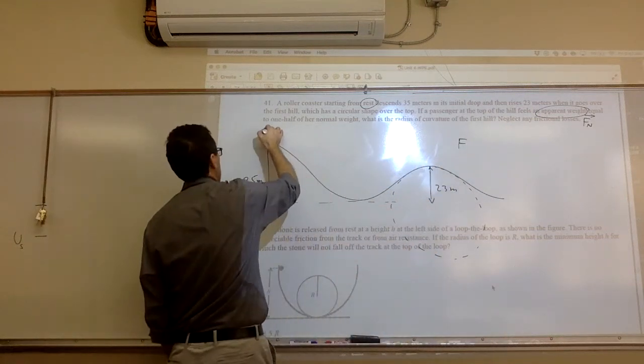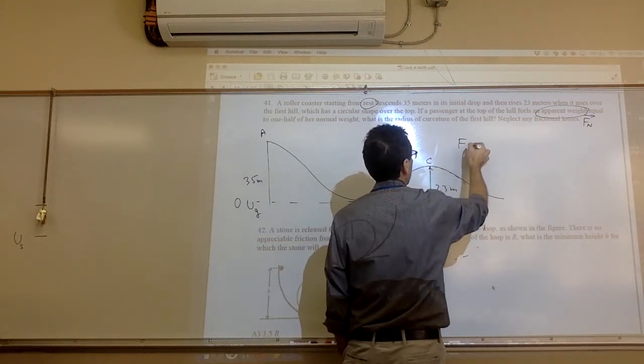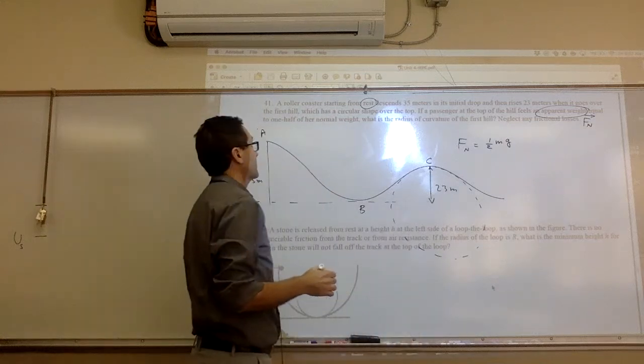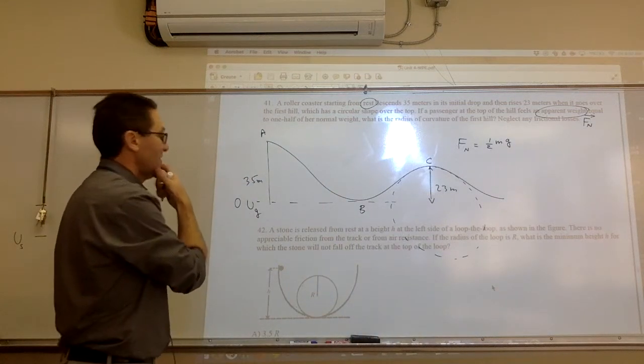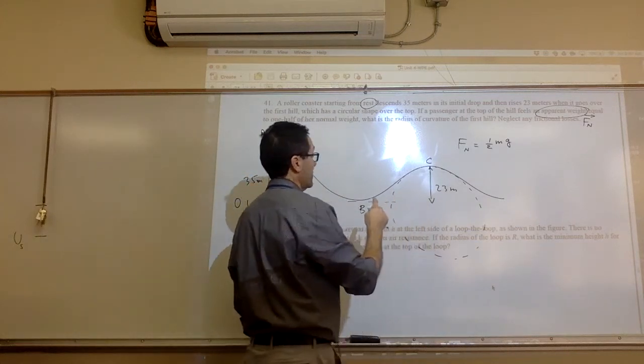So this Fn up here, I think I should label this. I'm going to label this A, B, and C. The Fn is basically half of mg up there. What is the radius of curvature of the first hill? Okay. So I think I have to do some circular motion stuff here.